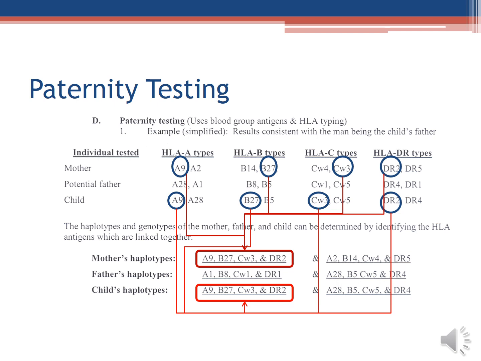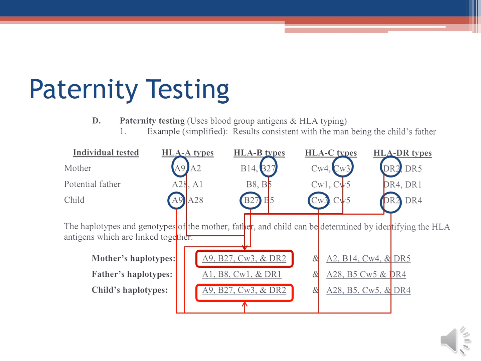So when you click through, you will see that I have circled the mother's haplotype that she gave to her child, which is A9, B27, CW3, and DR2. So we know for a fact that A, this is the mother of this child, and B, that she gave this child the HLA A9, B27, CW3, and DR2.